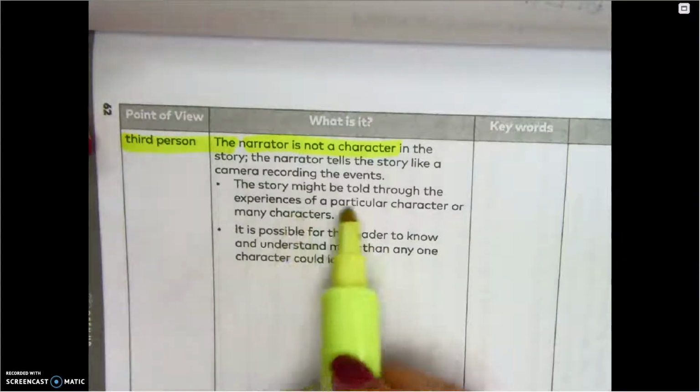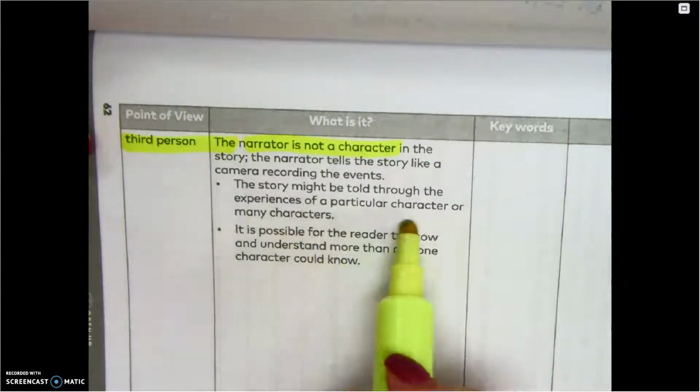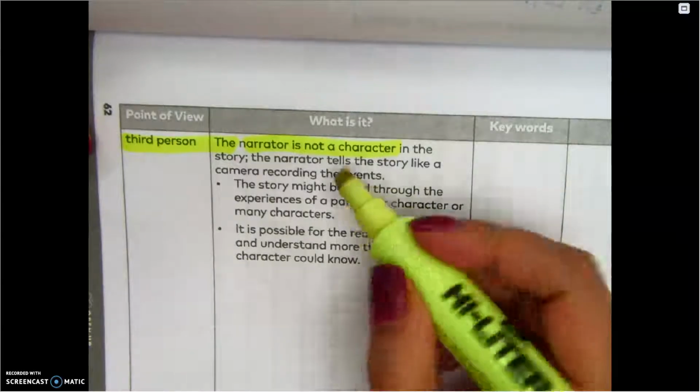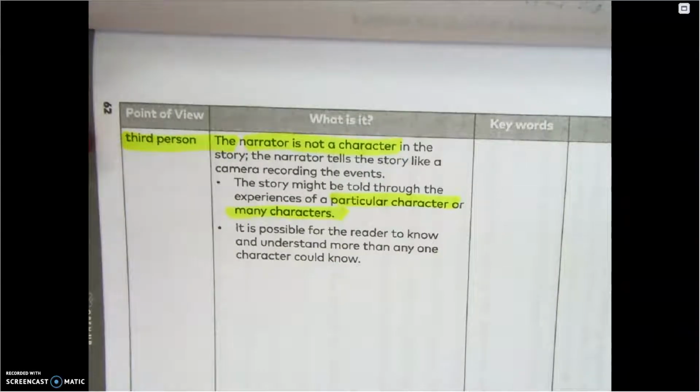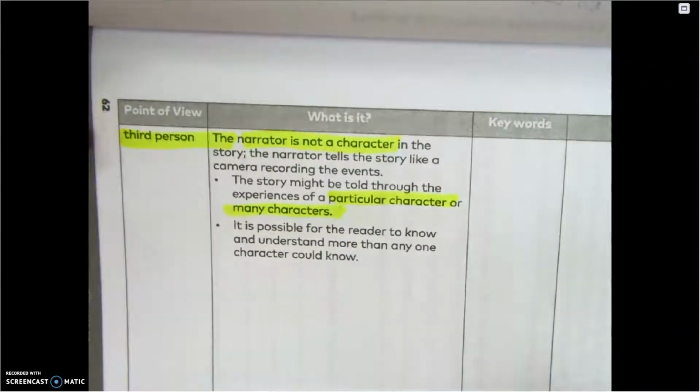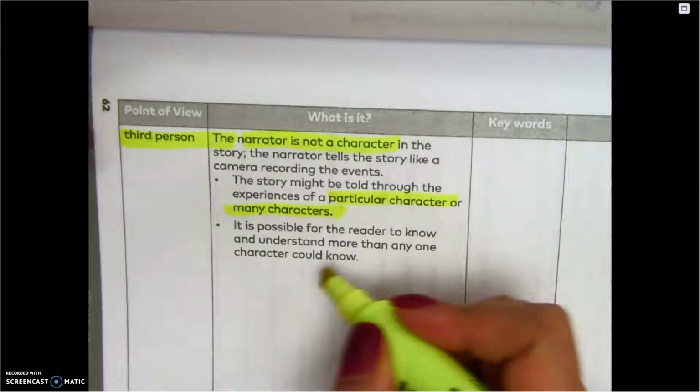Okay. The story might be told through the experiences of a particular character or many characters. It is possible for the reader to know and understand more than any one character would know.